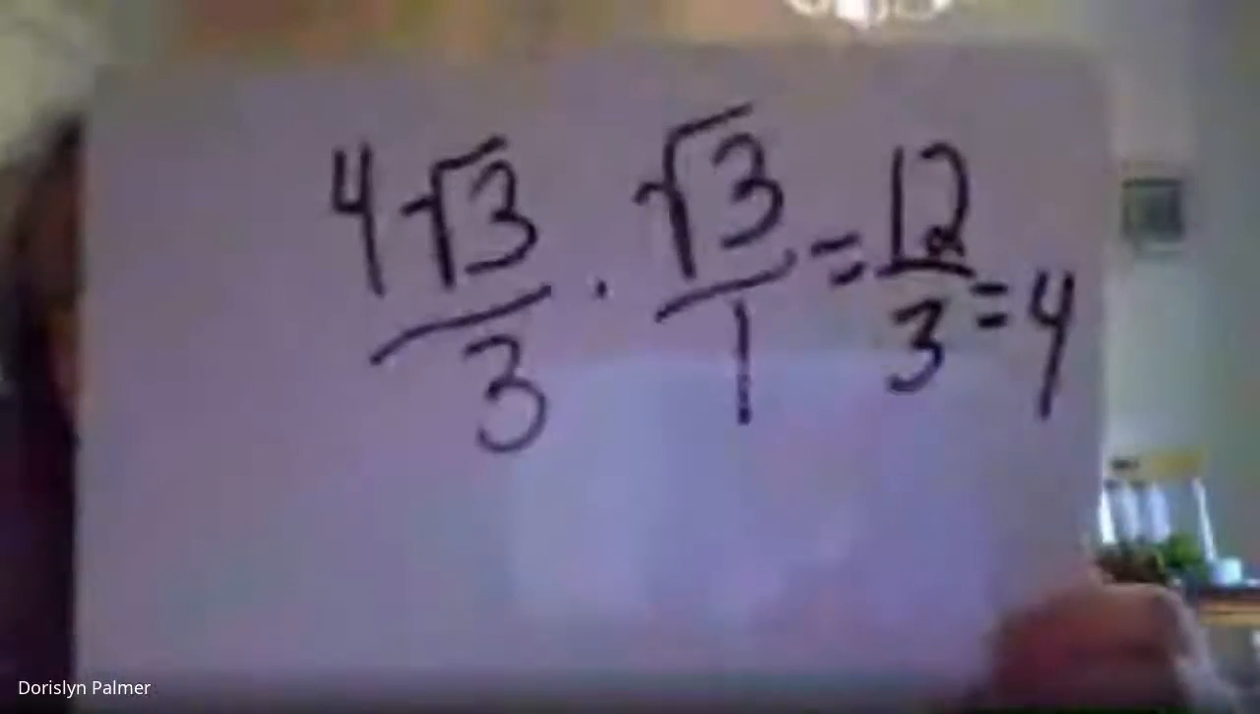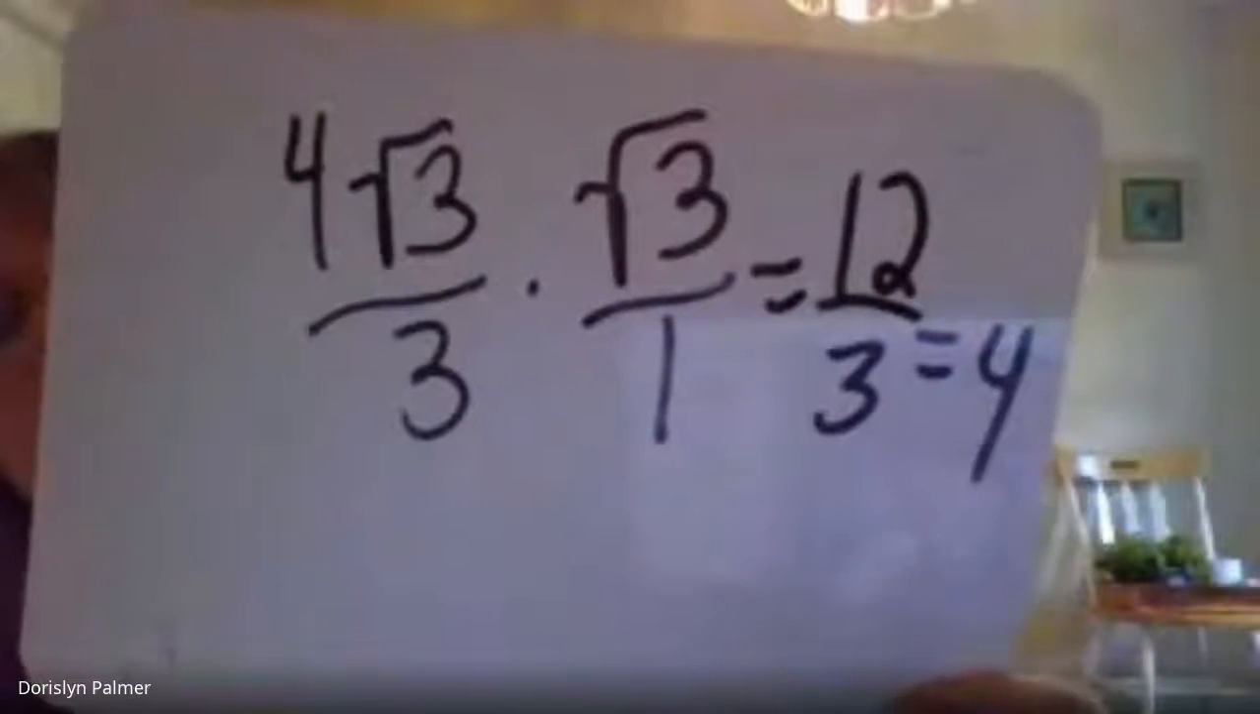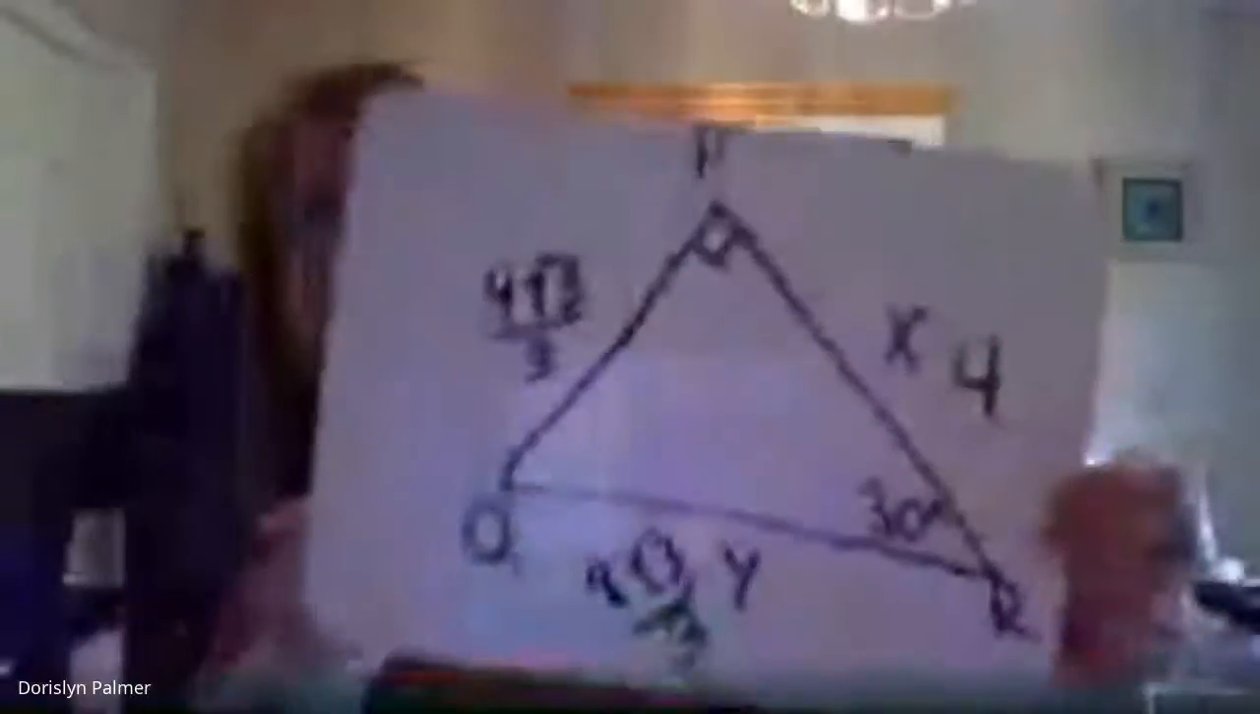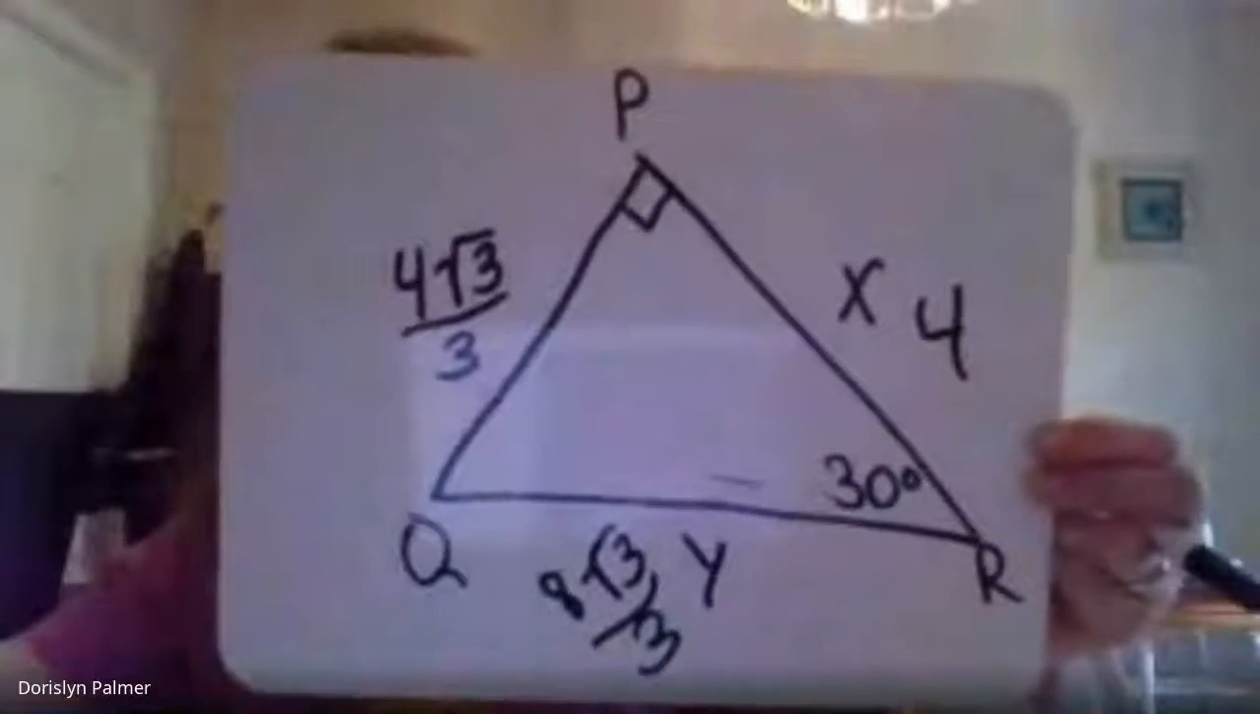All right. So here's what Grace did. 4 root 3 times root 3 is 12. So 12 over 3 equals 4. So the long leg is 4. All right. Nice work with those. All right, let's look at page 590.